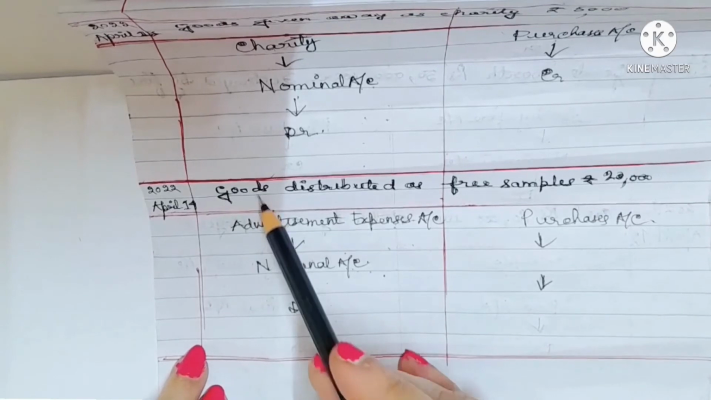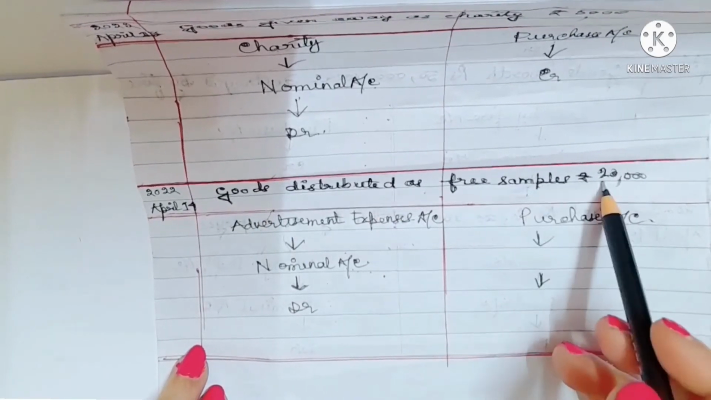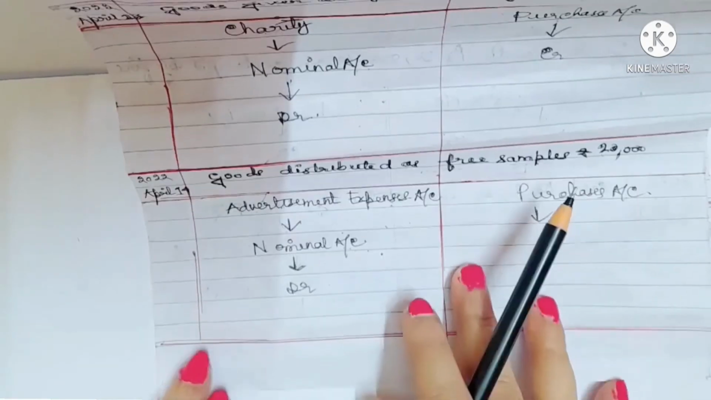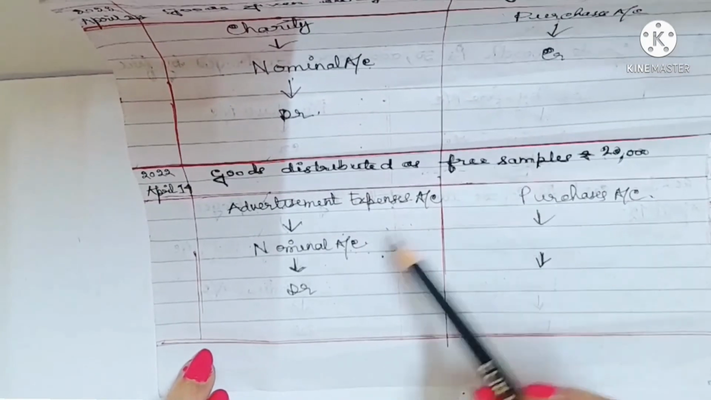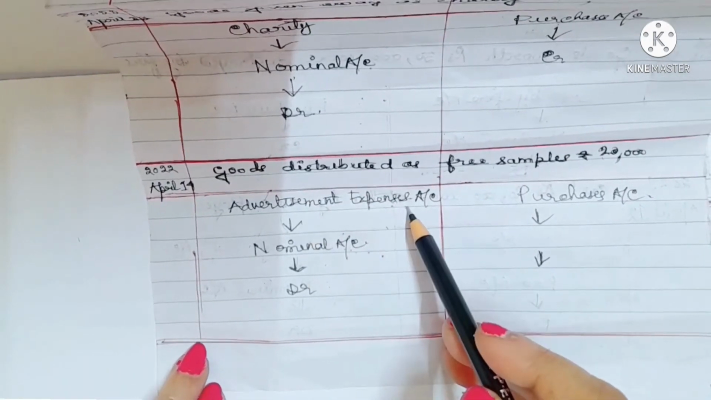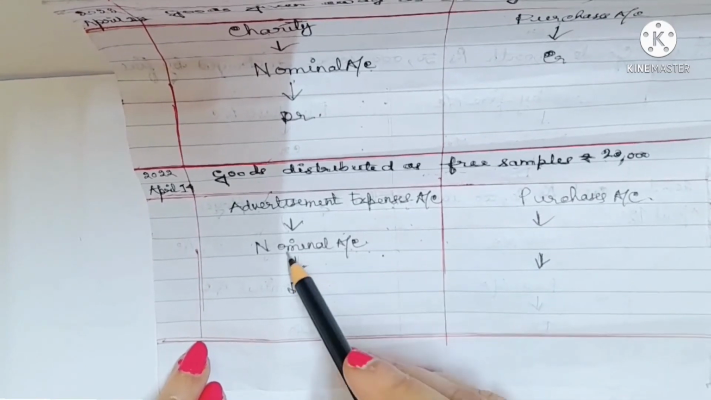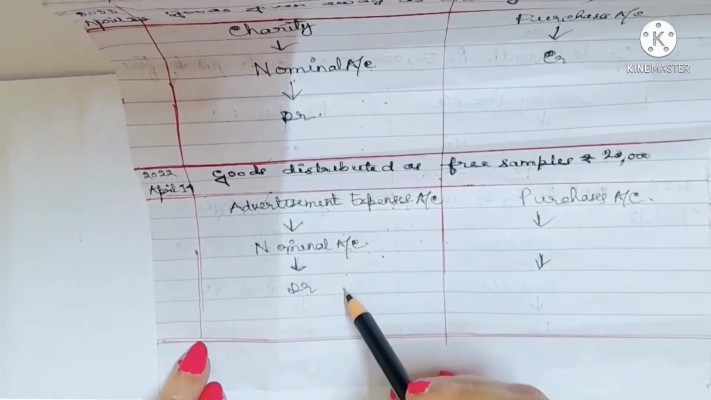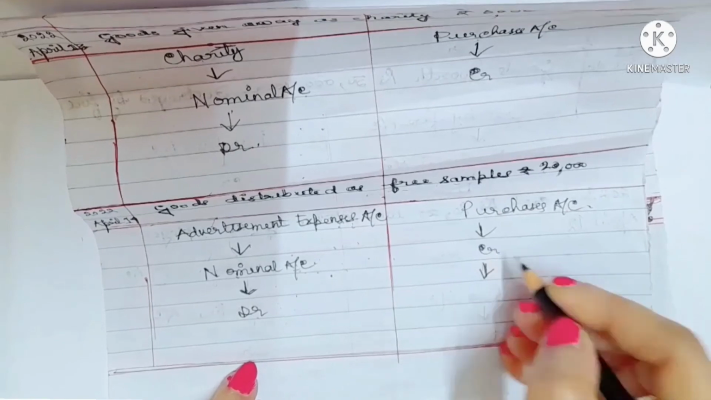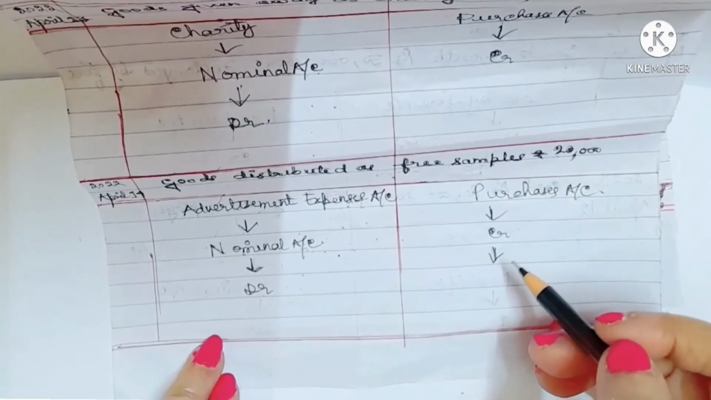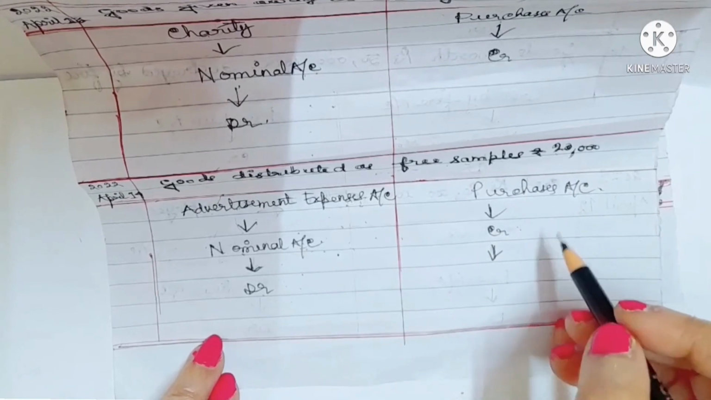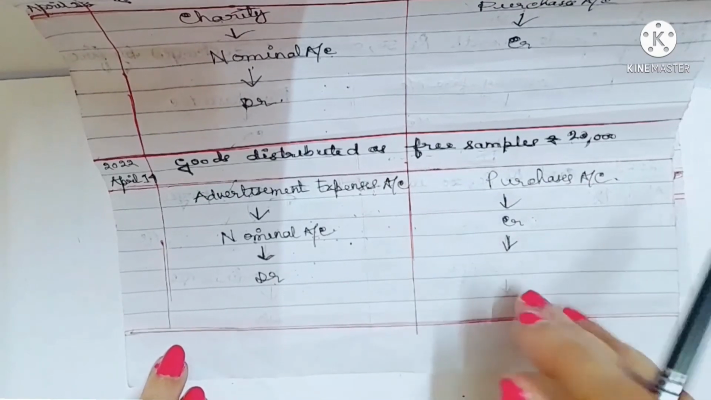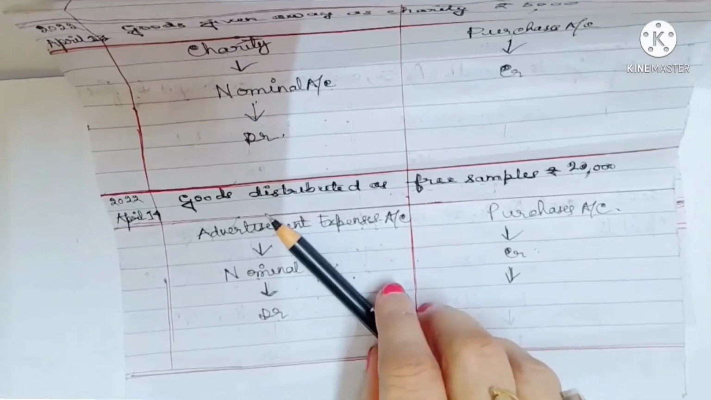I repeat, goods distributed as free samples rupees 20,000, you are not getting money. This is a loss for the business. So advertisement expenses will be treated as an expense of the business. According to nominal account, all losses and expenses are debited. So advertisement expenses should be debited and purchases account will be credited. The three golden rules of accounting won't be applicable here. I have already said it, so I'm not going to repeat it. So these are the transactions and we'll do the journal also. Okay, clear?